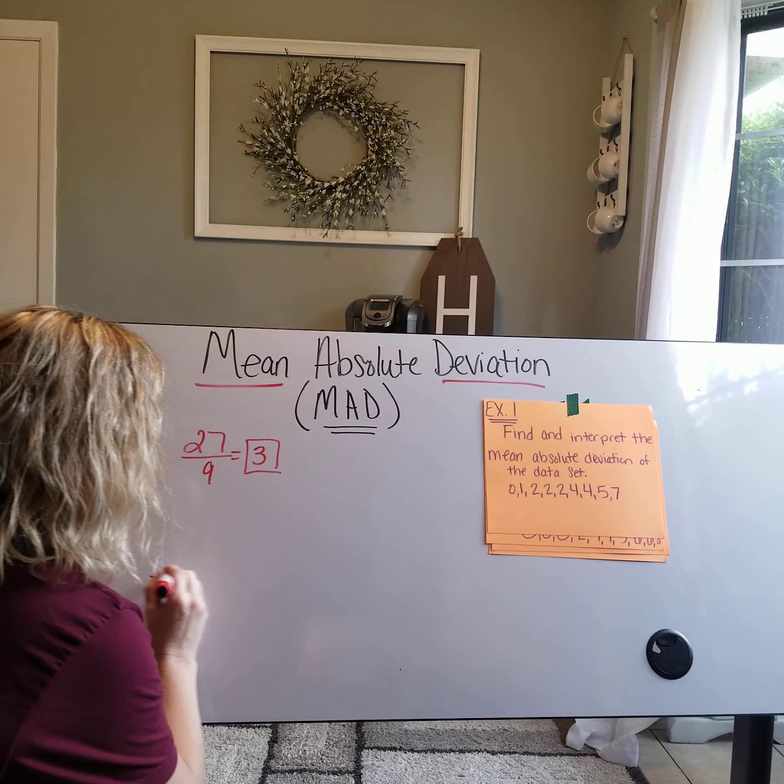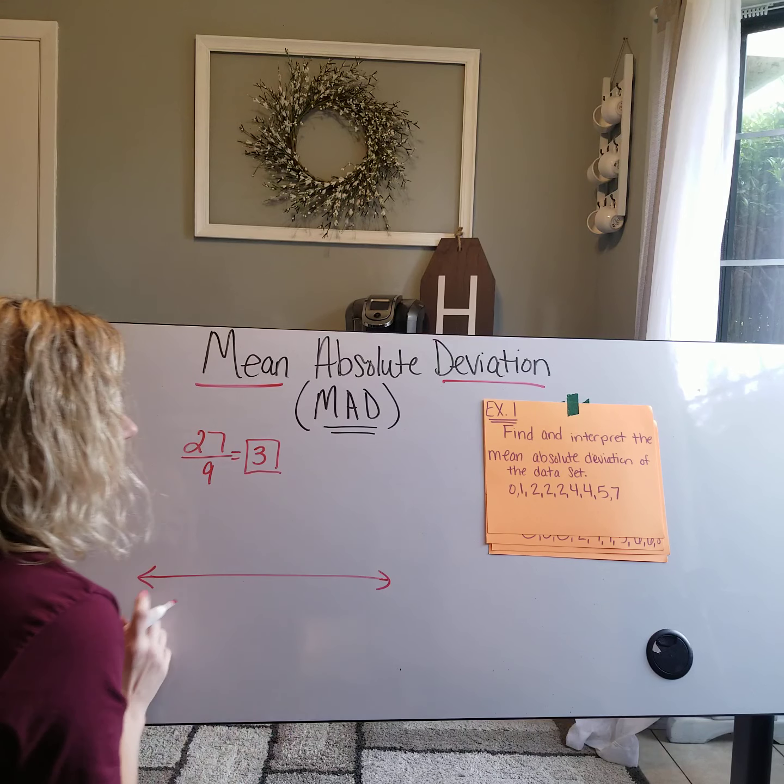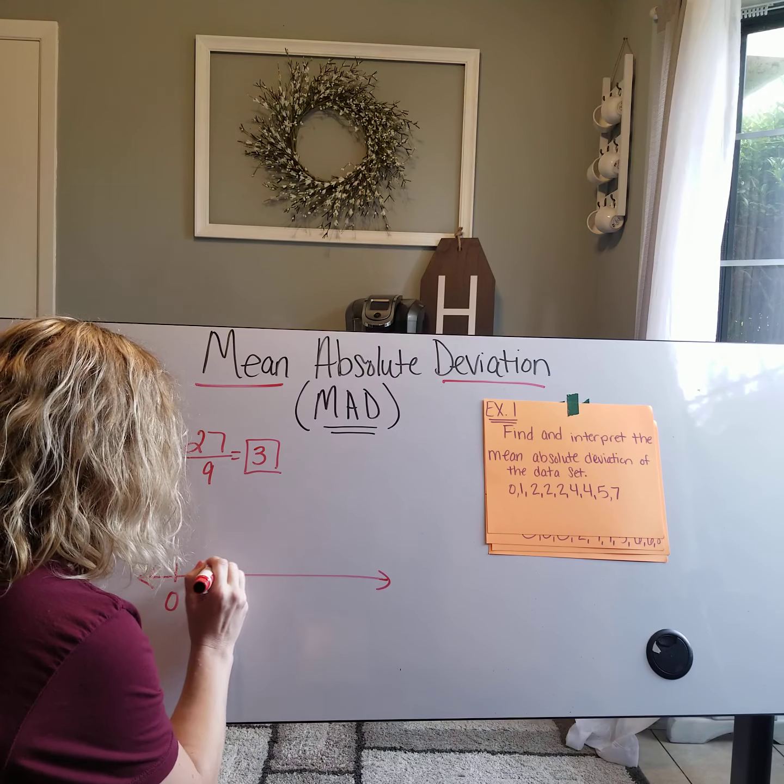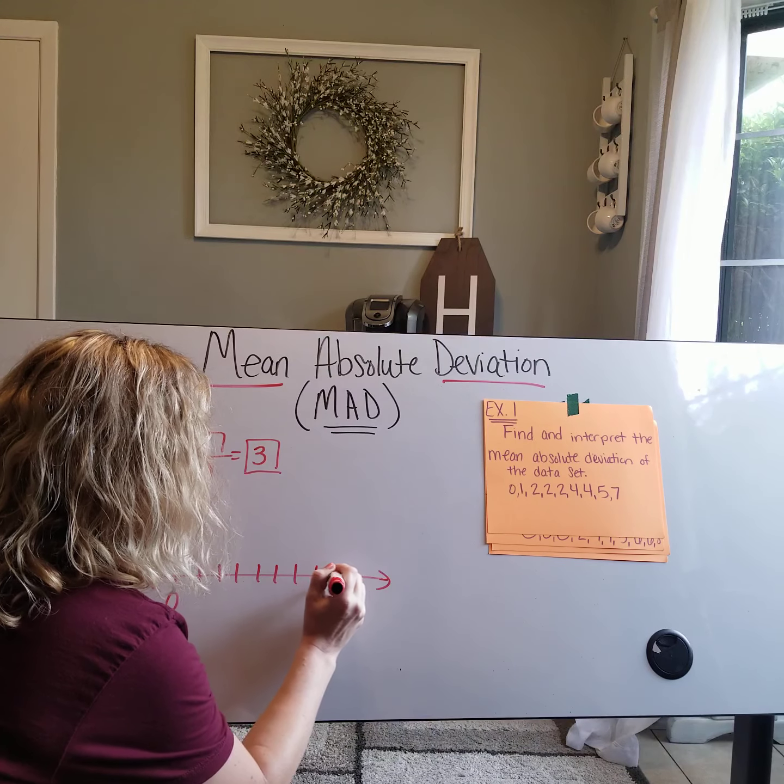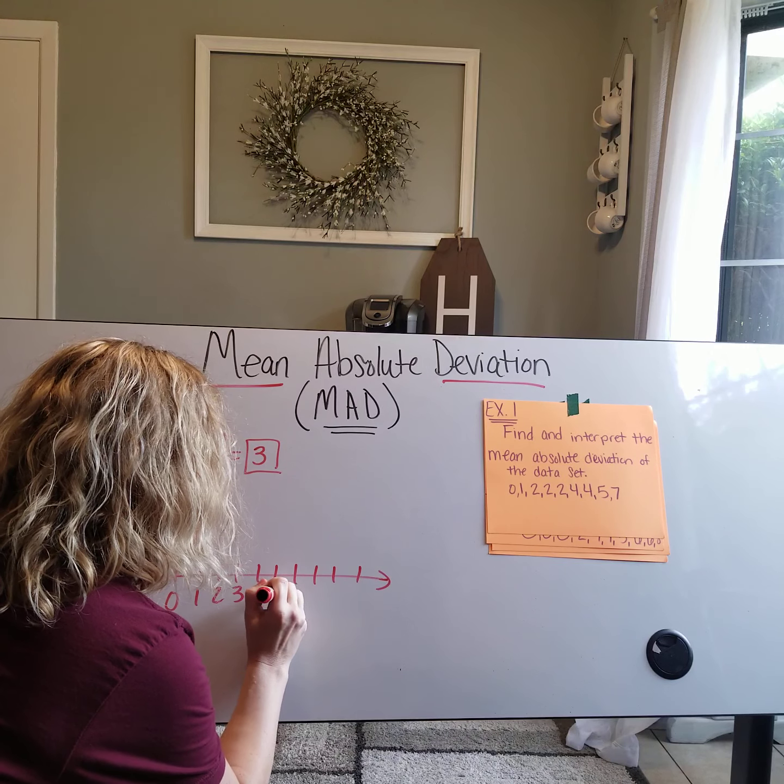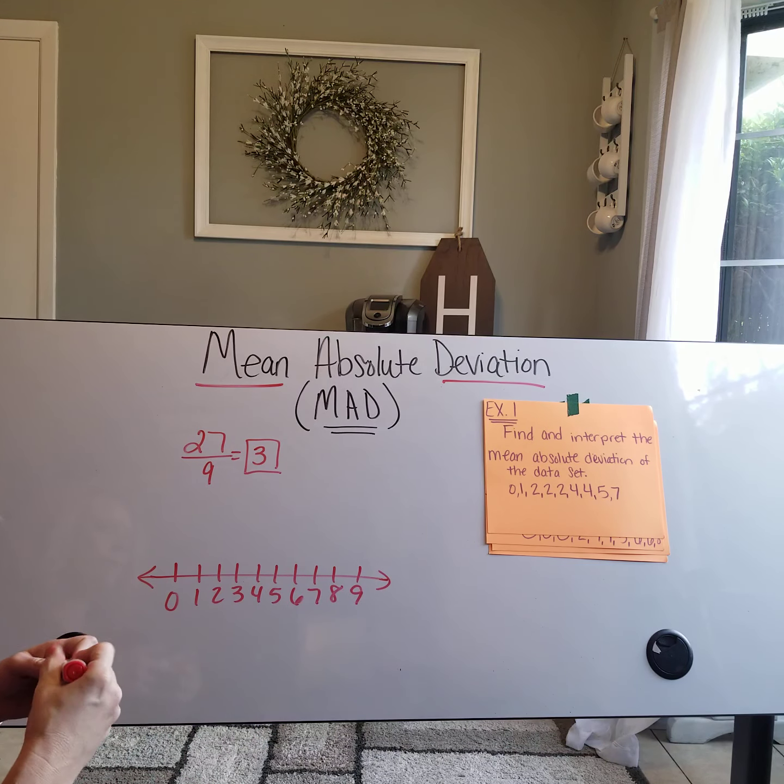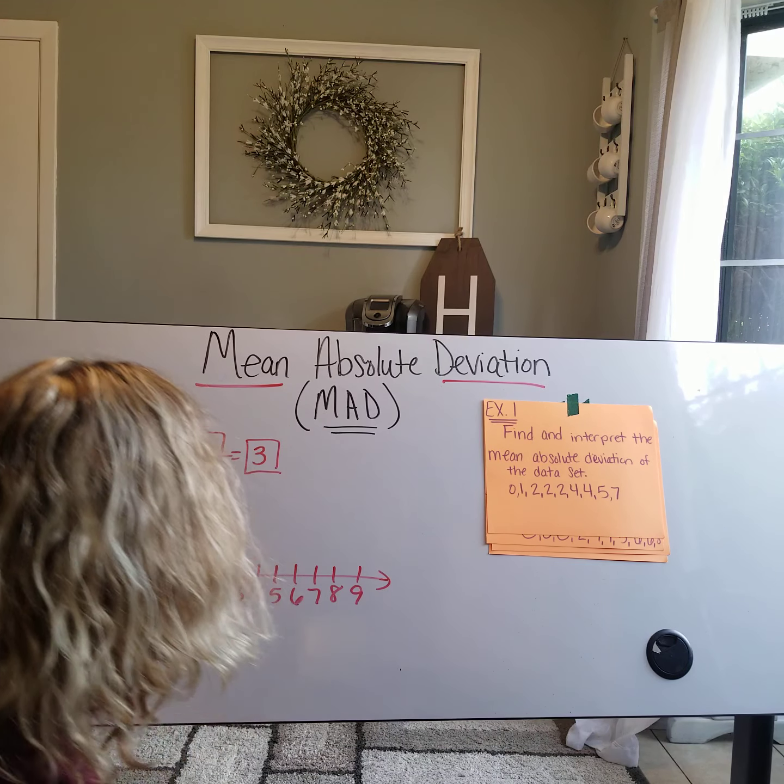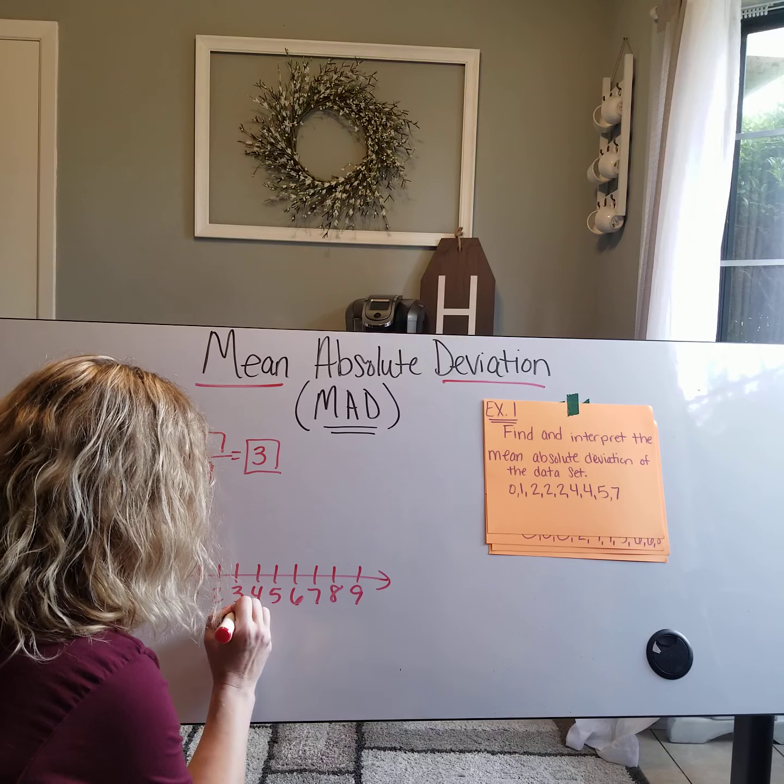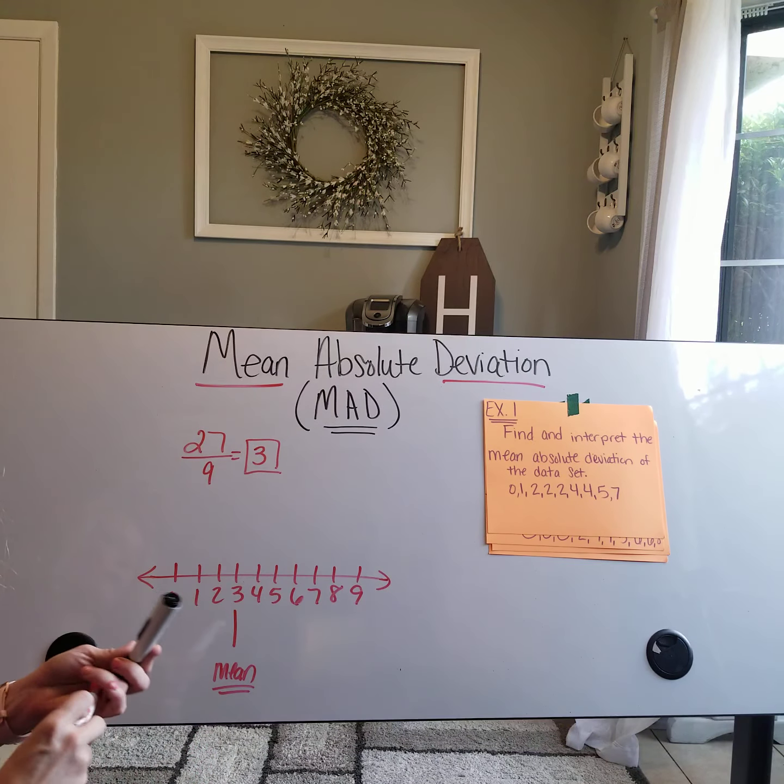So if we made a number line, we're just going to label them: 0, 1, 2, 3, 4, 5, 6, 7, 8, and 9. So we need to figure out where these are. We know the 3, we'll mark that too. The 3 is our mean. Okay, so we need to know how far away these are.